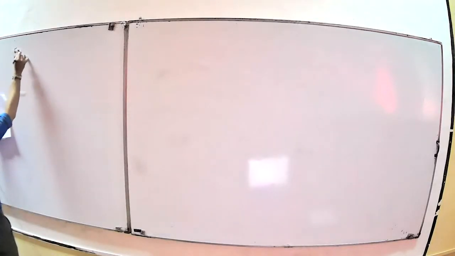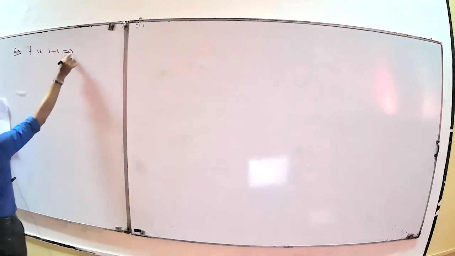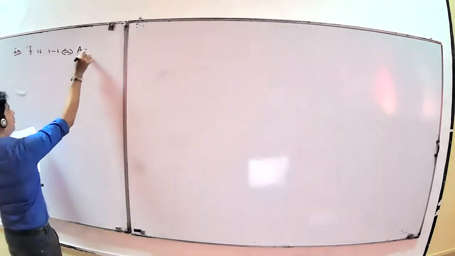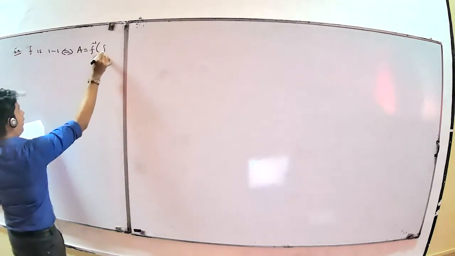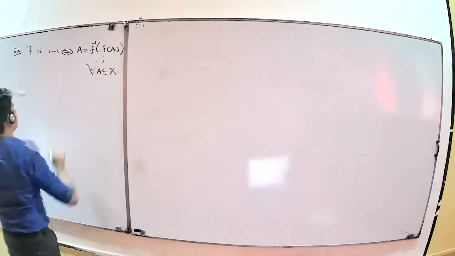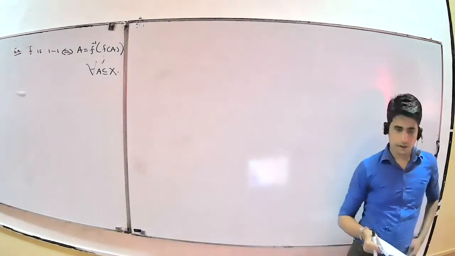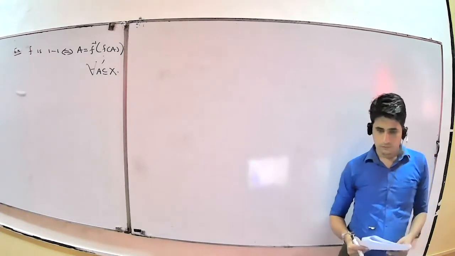Next question. Exercise: you want to show that f is 1 to 1 if and only if A equals f inverse of f of A for all A subset of X. You want to show this part, right? f is 1 to 1 if and only if A equals f inverse of f of A, for A subset of X.